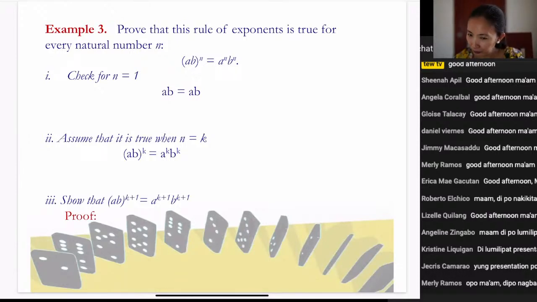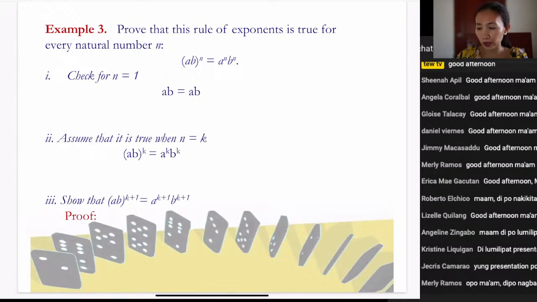Sige. Tingnan natin muna. So going back, for n equal to 1, check whether the formula or the rule holds when the power or the exponent is 1. So when n is 1, then ab raised to 1 is equal to a raised to the first, b raised to the first power, or simply ab is equal to ab. So check. So the proposition or the rule is true for n equal to 1. So, let's proceed. By the way, when the formula does not hold when n is equal to 1, do not proceed anymore to steps number 2 and 3.